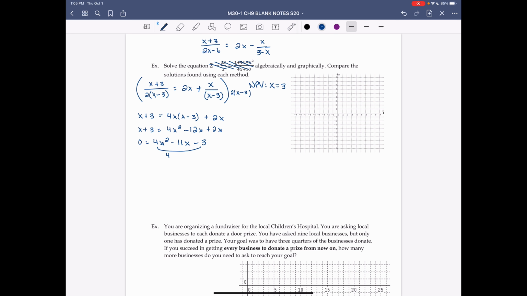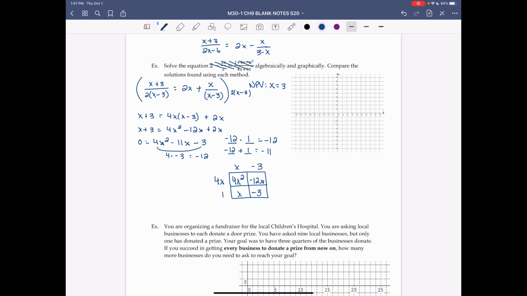First box, 4x squared. Bottom right box, negative 3. Other two boxes are negative 12x and 1x, doesn't matter what order. Common factor, the top row, 4x squared and negative 12x is 4x. The bottom row, x and negative 3 is just 1. The first column, 4x squared and x, is just x. And the second column, negative 12x and negative 3 is negative 3.